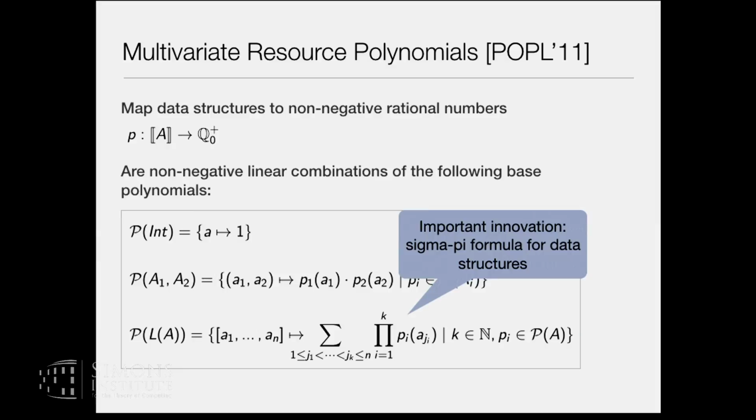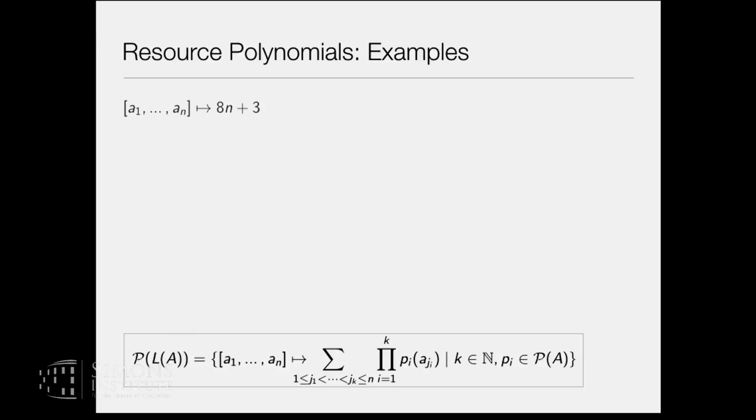And what we developed is this sigma pi formula, where in your data structure, you sum up over all ordered tuples that you can form. And then for each tuple, you can have again a polynomial cost. The simplest form of that is where for each tuple, you have some constant cost. And then you get the binomial coefficients. But you can have more complex stuff. So here I have a few examples.